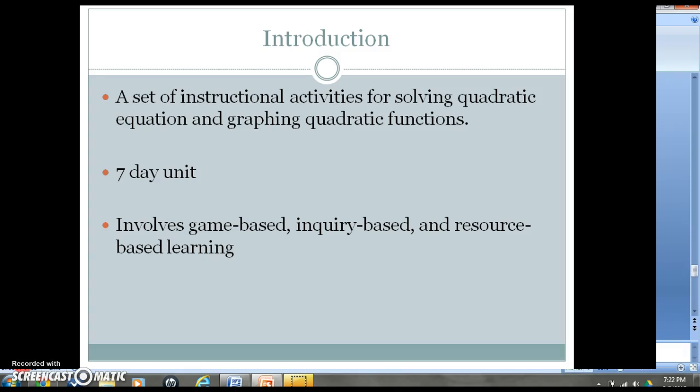The project will be based upon a set of instructional activities set up for solving quadratic equations and graphing quadratic functions. The unit will span 7 days. The unit has been designed to involve game-based learning, inquiry-based learning, and resource-based learning.